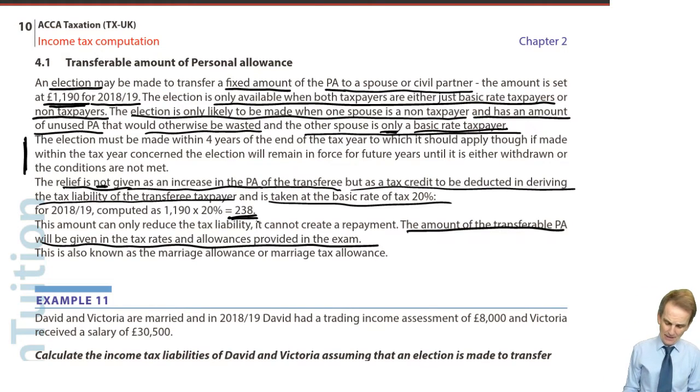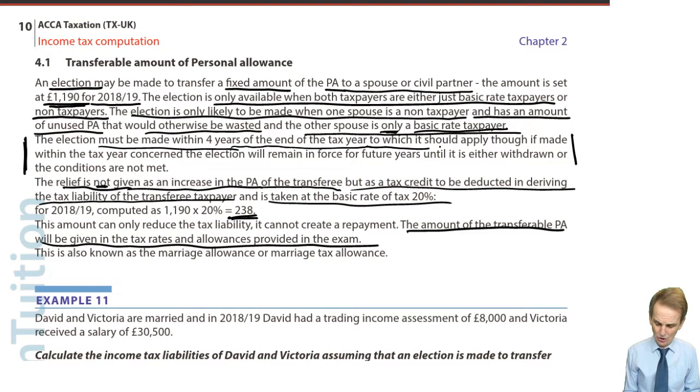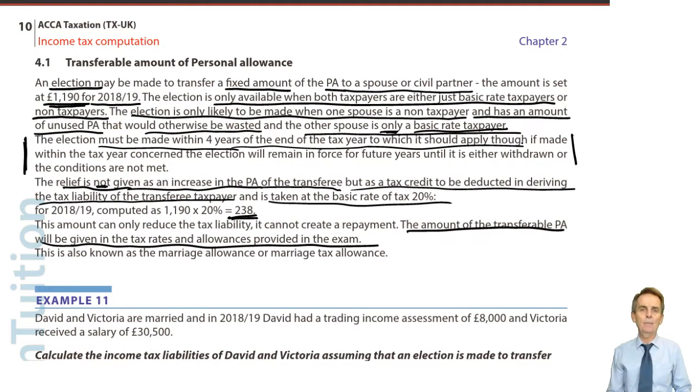Now, the admin behind this is seen here. The election must be made within, well, you've got plenty of time, 4 years from the end of the tax year to which it should apply. So it can be done on a retrospective basis, once we know the exact amount of income and therefore the exact amount of unused personal allowance, to see whether the transfer is worthwhile. Then you can make that call.